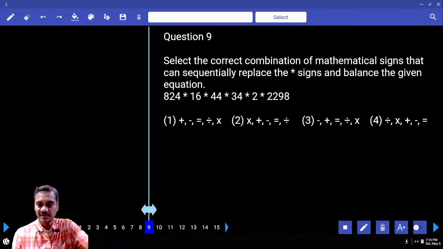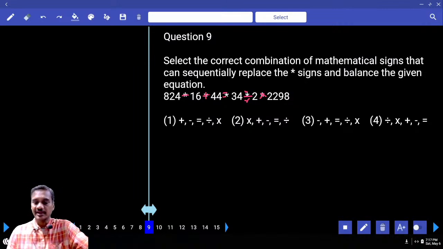Then next one, the third one, and here it is divided by, and this is into. And 34 divided by 2 into. That is 17 into this one and 82. Now 824 minus 16 plus. Now here also it cannot be that value. Again 17 into 2000. Then this is again ruled out.